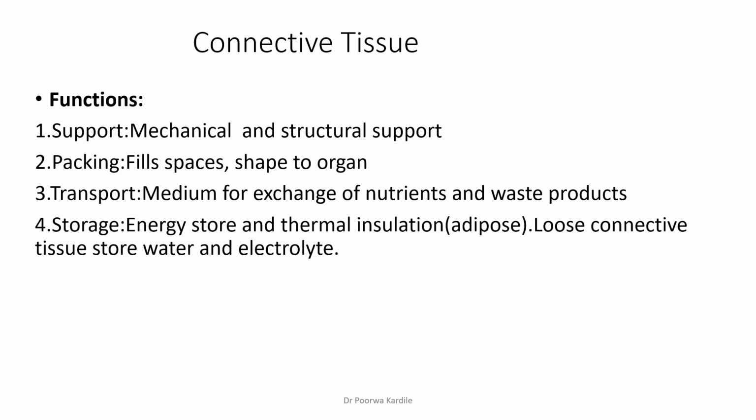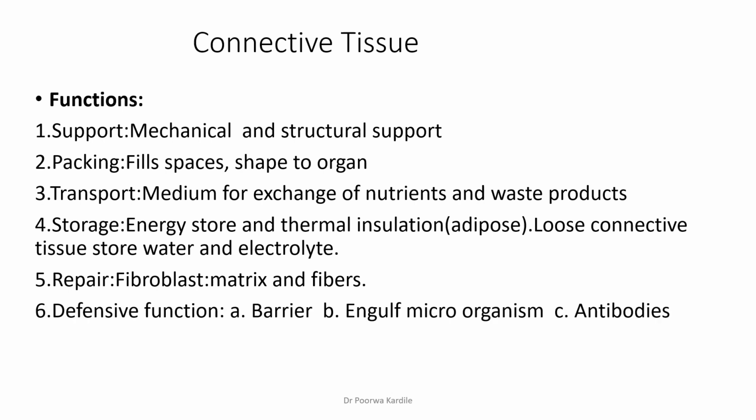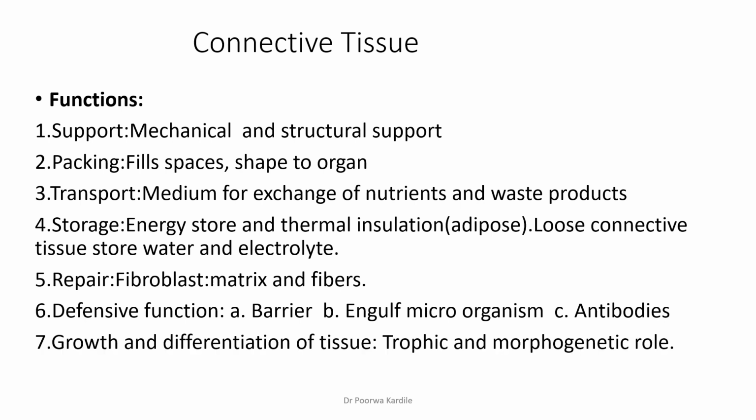The loose connective tissue stores water and electrolytes. The fibroblast cells of connective tissue can produce matrix. They can synthesize fibers, all the three varieties of fibers. So they help in repair. And in the lymphatic system, the B lymphocytes can produce antibodies. Then the mononuclear phagocytic system can engulf microorganisms. So there is defensive function also. And there are some trophic and morphogenetic roles of connective tissue which help in growth and differentiation of the tissues.